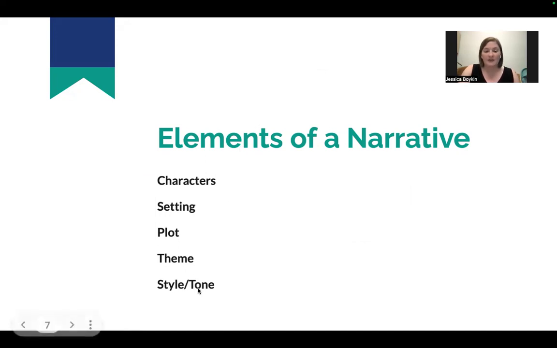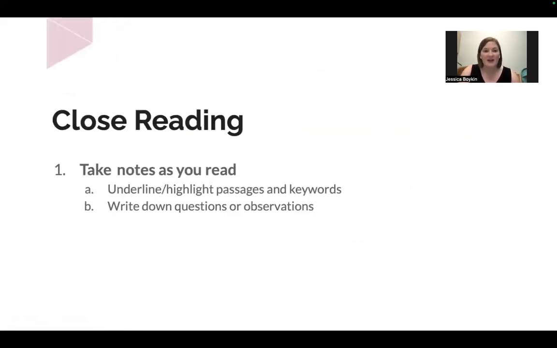And so I have some elements of a narrative here that could be helpful to you. Character, setting, plot, theme, style, and tone. These are things that we might refer to in videos or when I'm giving you feedback on your paper. So if any of these look unfamiliar to you, let me know. I can share some more materials.